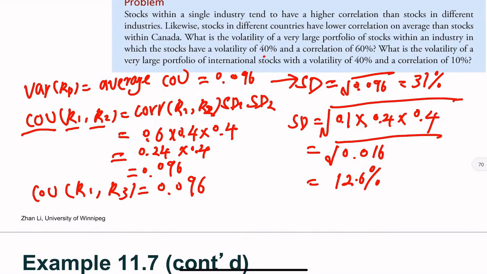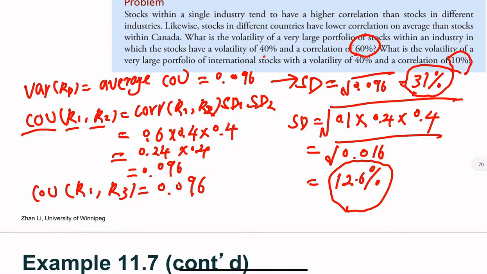What I can see here is for the first portfolio, you have 31%. For the second portfolio, you have a much smaller volatility. Why do you get this? Well, if you compare numbers, you can see that the only difference is their correlation, right?